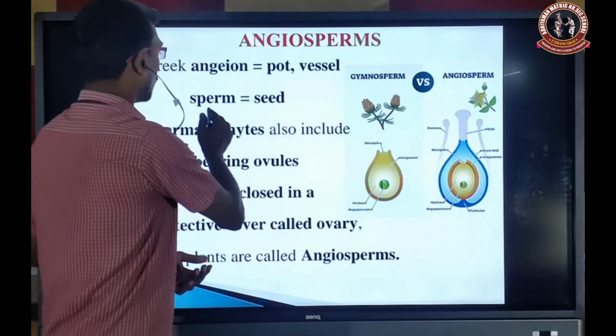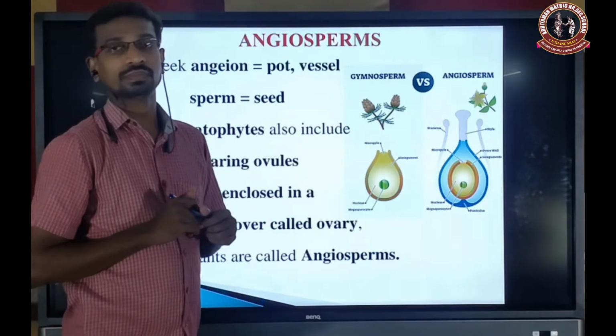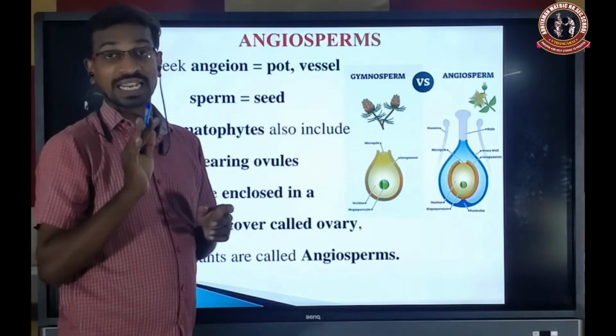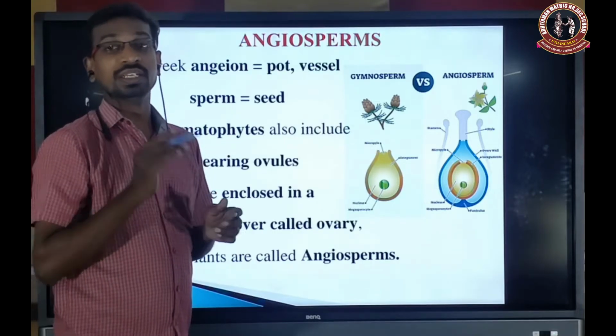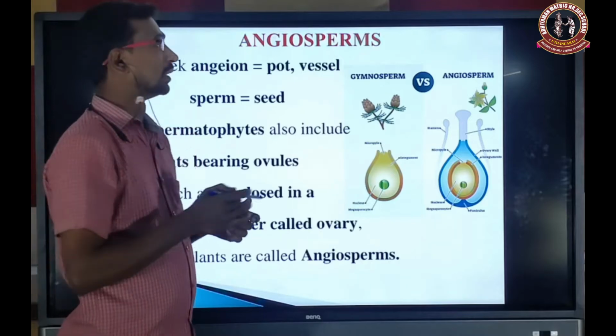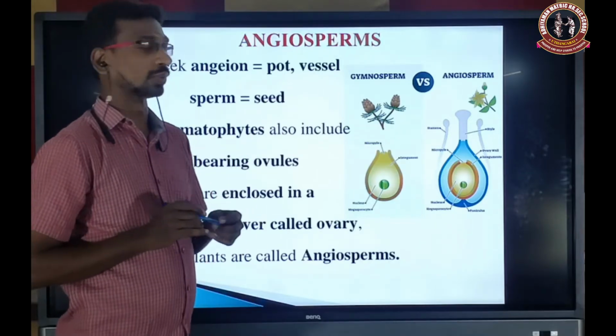Angio. Sperm means seed. Gymno means naked. Sperm means seed. Gymnosperm is a naked seeded plant. Angiosperm is a closed seeded plant.